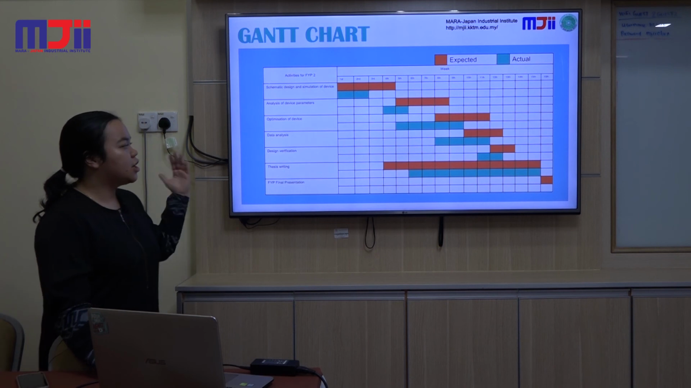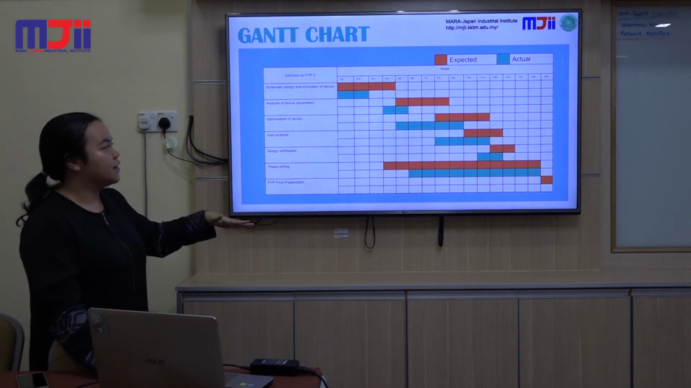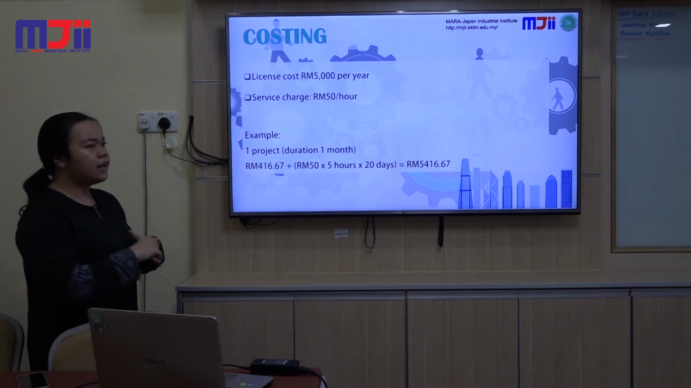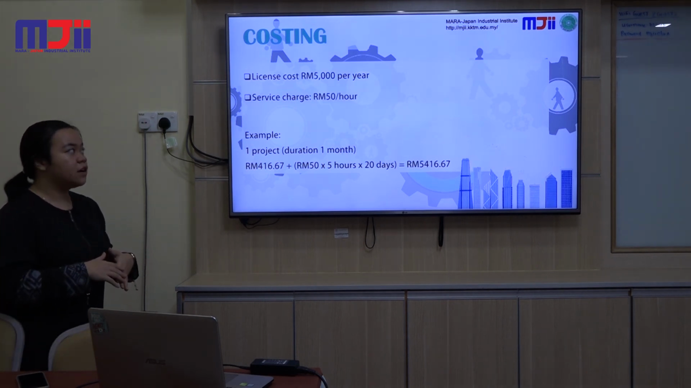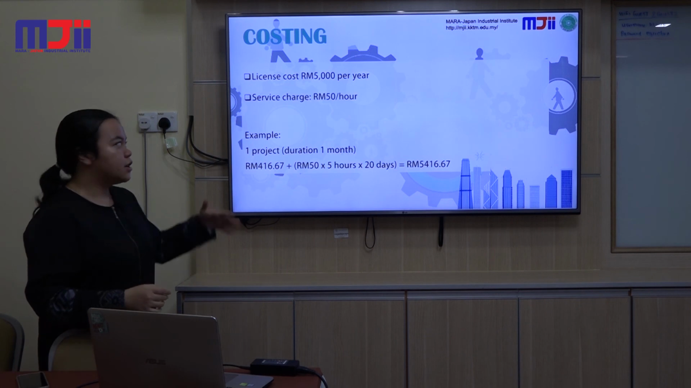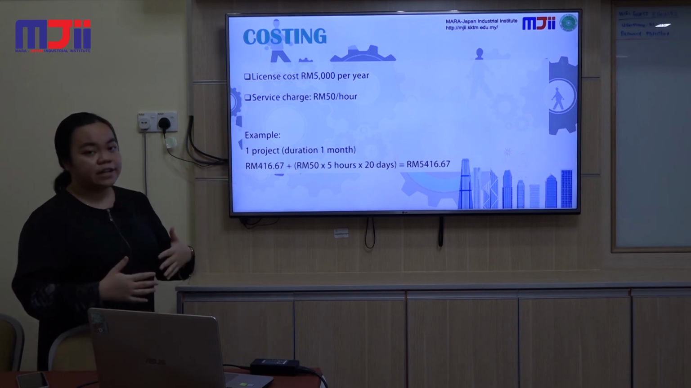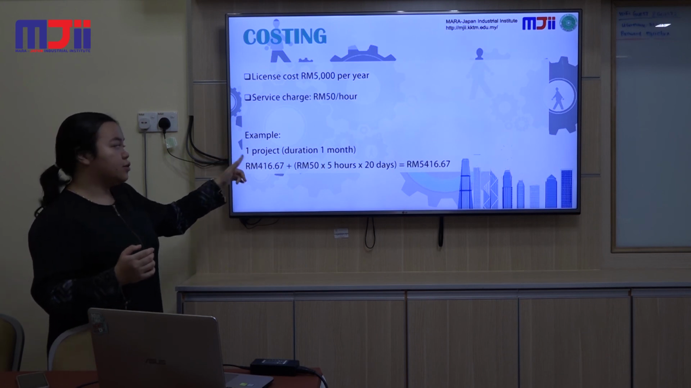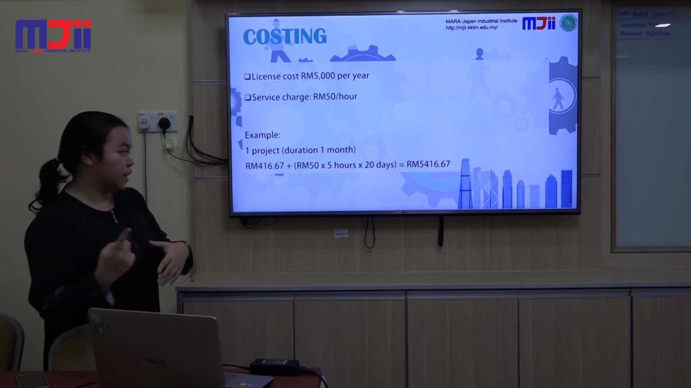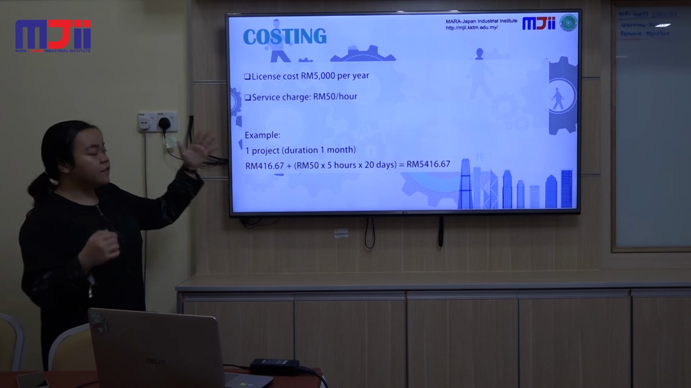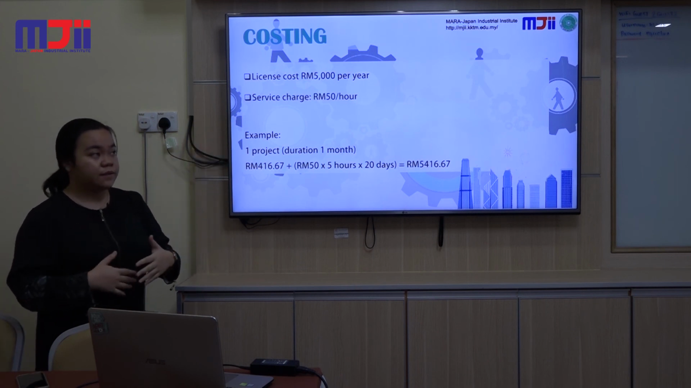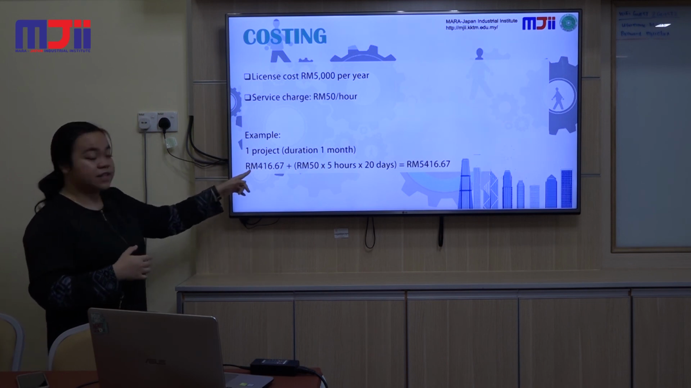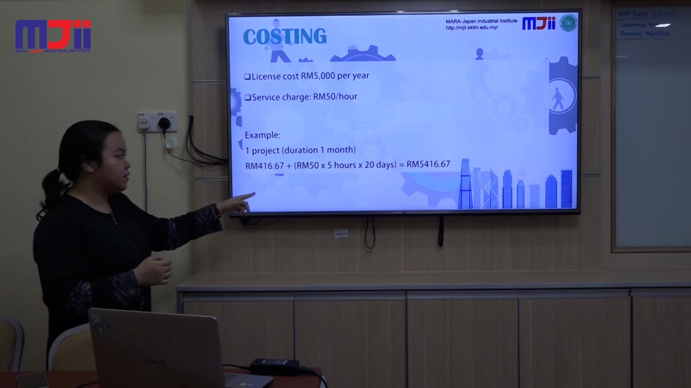Okay, and this is my Gantt chart. This is what I've done. Okay, for costing, this is important. An average license of Mentor Graphics costs 5,000 ringgit per year. From that 5,000 ringgit, for example, I make one project in 1 month. So for 5,000 ringgit per year, I divide by 12. For 1 month, the license costs about 416 ringgit and 65 cents.